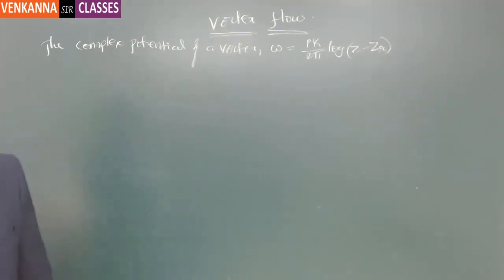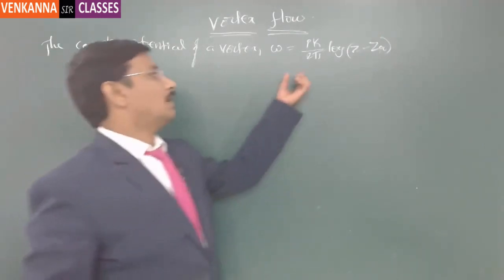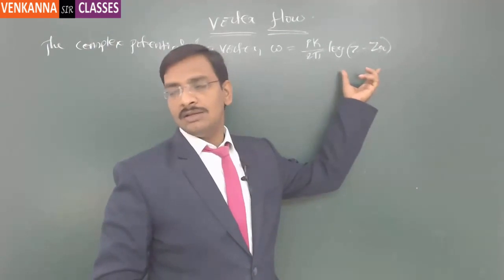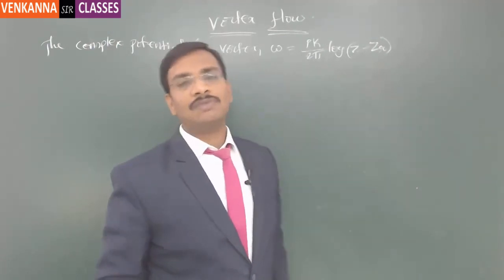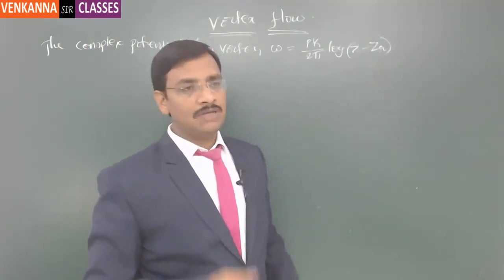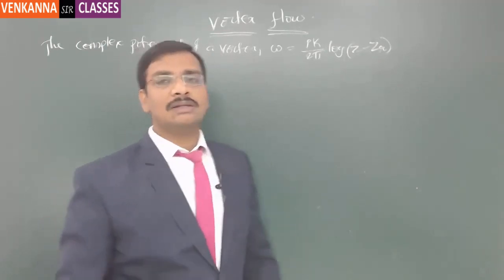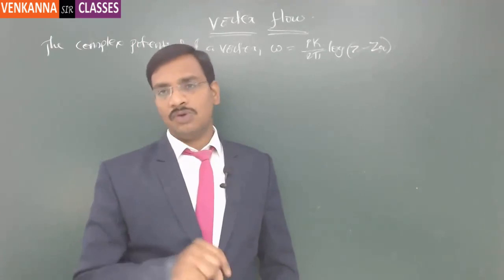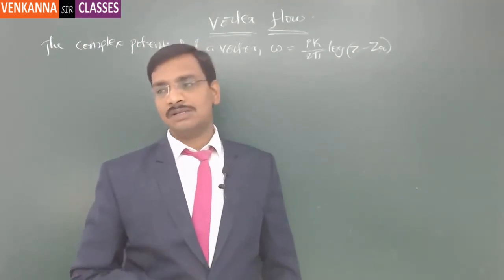I'll just summarize what we have discussed. So W is equal to iK by 2 pi times log of Z minus Zi is nothing but the complex potential of any vortex. Now, the vortex will create a circular flow of the water there. Now, this circular flow of the water, if there are two different vortices that are present.